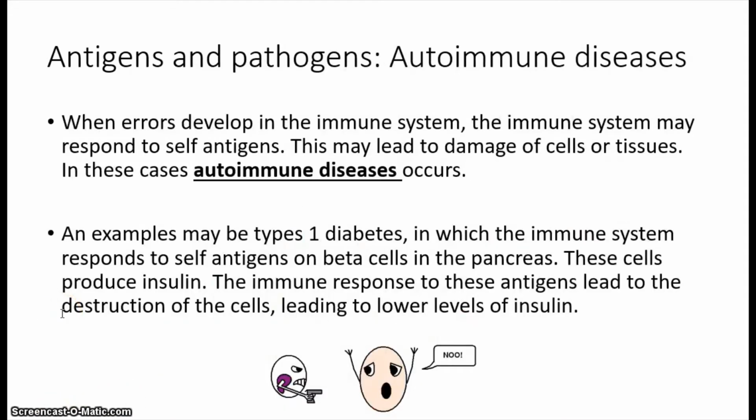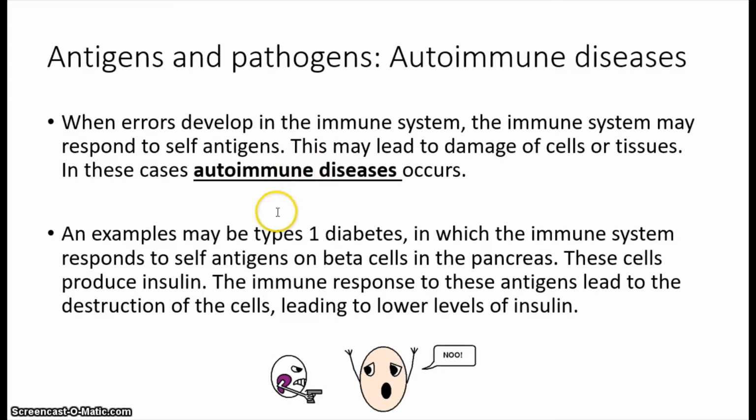Sometimes in our immune system we can develop some sort of errors, and this can be particularly when our body begins to recognize self-antigens as non-self antigens, and this may lead to damage of particular cells or tissues. This is usually, as mentioned, described as being an autoimmune disease, where our immune system is attacking our own self cells based on those own self-antigens.